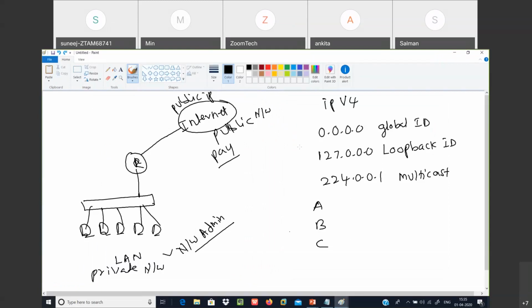We clearly discussed that the Class A IP address range is 0 to 127. 0 is the global ID, 127 is the loopback ID. So leave out 0 and 127 and consider 1 to 126. Class B is the 128 to 191 address range. For Class C, 192 to 223, right? But which IPs are public IP addresses and which IPs are private IP addresses? We have specific ranges from Class A, B, and C.